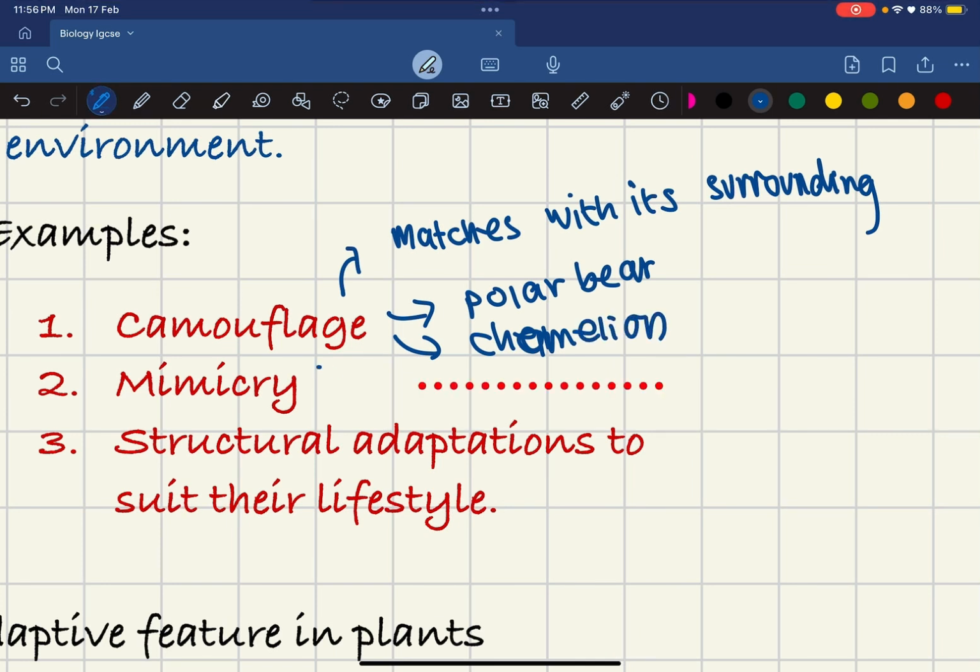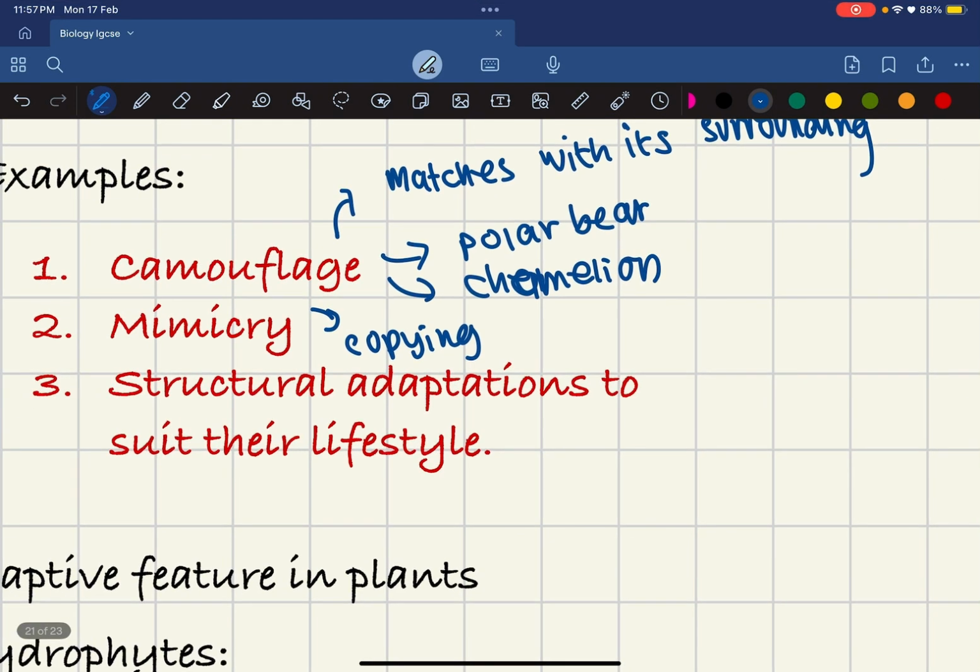Next is mimicry. Mimicry is basically just copying. For example, let's say a snake which is very venomous has some sort of pattern which indicates to other animals that it's a dangerous animal. What happens is that another animal which is not as venomous copies that pattern, has a similar pattern to the venomous snake, so that no one attacks it thinking that it is a dangerous animal. So that's how mimicry works.